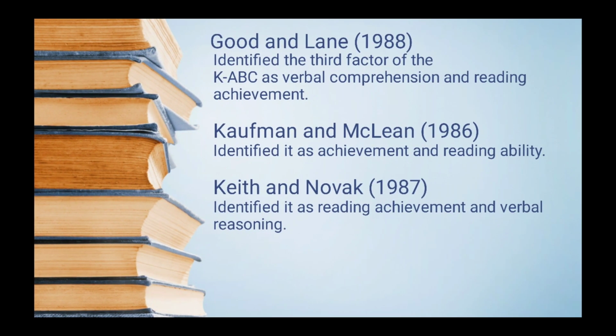In 1988, Good and Lane identified the third factor of the K-ABC as verbal comprehension and reading achievement. Kaufman and McLean in 1986 identified it as achievement and reading ability. Kaufman and Kaufman in 1987 identified it as reading achievement and verbal reasoning.